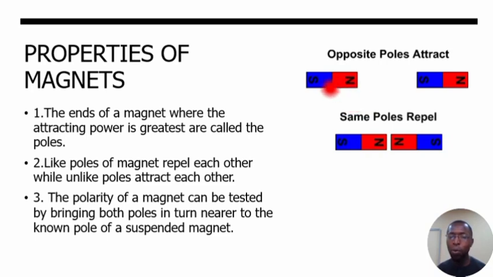Now when you bring one magnet that has north and south pole towards another magnet that has north and south pole, and you bring their opposite ends close to each other, they are meant to attract. That's a law of magnetism. Opposite poles of magnets attract, while same poles repel. So this is the major property of magnets: when you bring like polarity together, repulsion will occur, but when you bring unlike polarity together, attraction will take place.